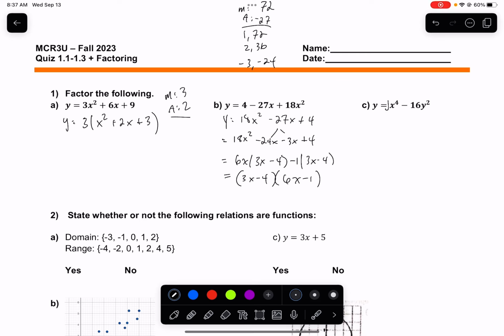So difference of squares says we square root the first, square root the last. So that's what we're going to do. What's the square root of x to the power 4, though? X squared, right? So we're going to get x squared. And then the square root of 16y squared. What's that? 4y. Okay? And we're going to multiply that by x squared plus 4y.